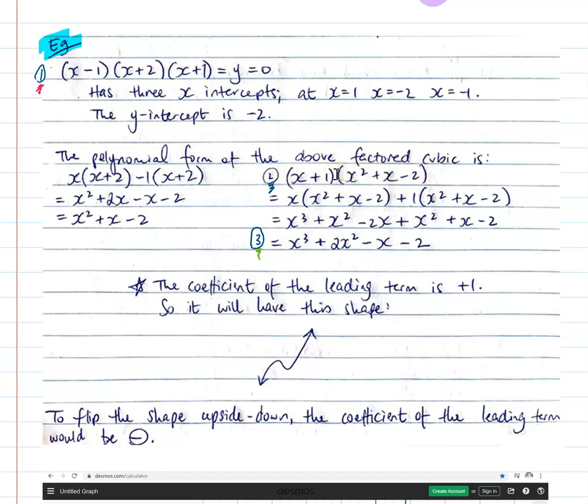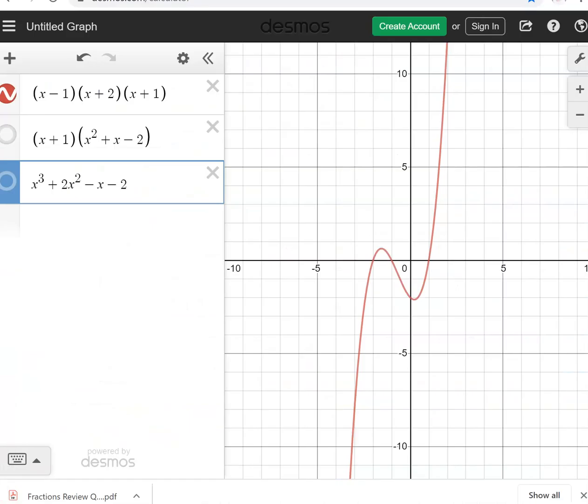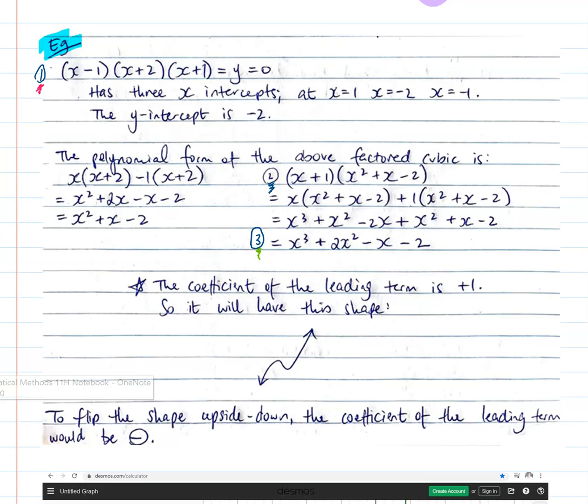If I go ahead and graph it in this format, we will see that it is exactly the same. So the blue line there has completely overlapped the red line, and that proves that they are indeed the exact same cubic. Let's go back to our example.